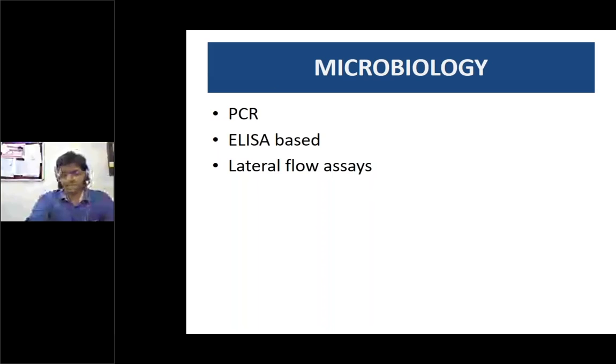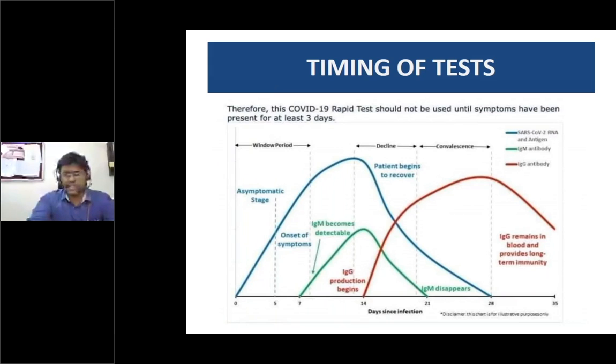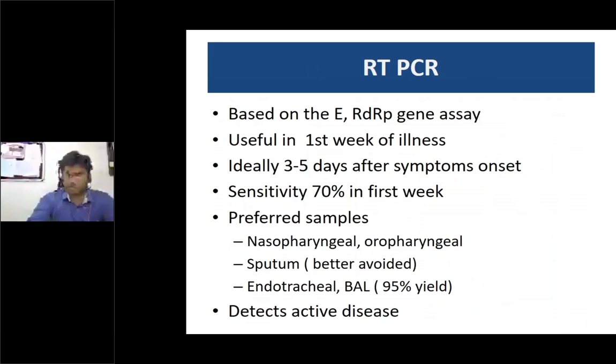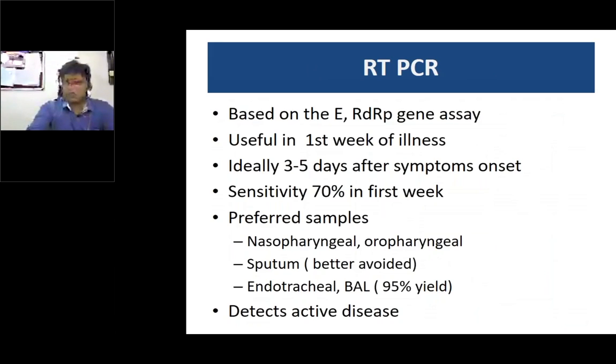Coming to microbiological aspects, these include PCR, ELISA-based tests, and lateral flow assays. This is the timing of tests that is recommended for COVID. I would compare COVID-19 with dengue. The PCR is equal to the NS1. So in the first week, the PCR is useful, and later after that, IgM and IgG-based ELISA is more useful. Coming to the RT-PCR test, this is based on the envelope antigen along with the RdRp gene assay.